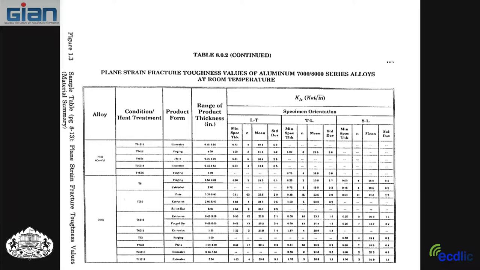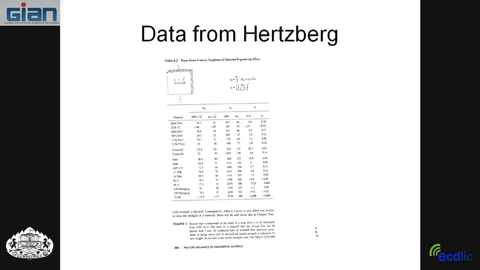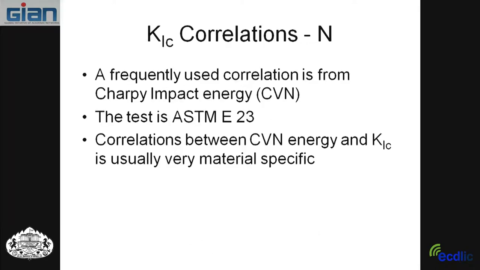So it's an expensive thing. That's why people don't want to do testing anymore, but that was an expensive thing. One of the books is Hertzberg, and I don't know if any of you are metallurgists, but Hertzberg is a metallurgist, and he's material science oriented. He has some data in there. So here's K1C data from Hertzberg.